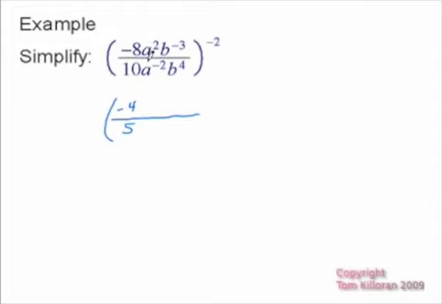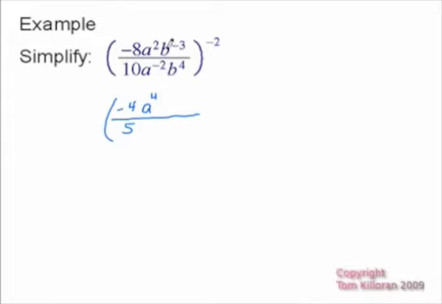Here we have a to the 2 divided by a to the negative 2. Now when you have base divided by base, you're supposed to subtract the exponents. So here you're going to get 2 minus a negative 2, which eventually becomes 2 plus 2. So we're going to get a to the fourth in the top.